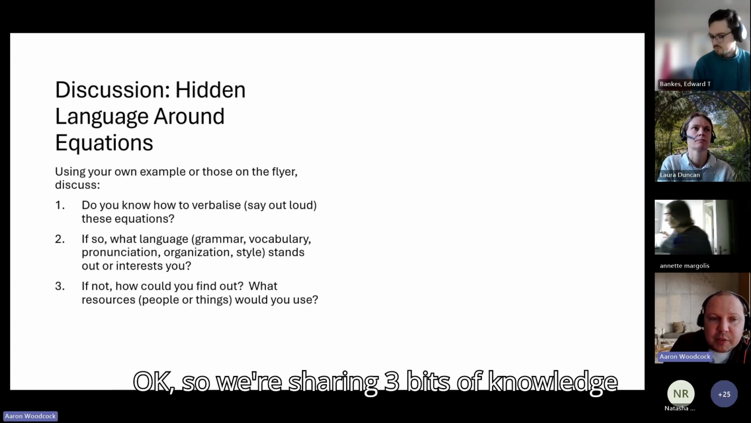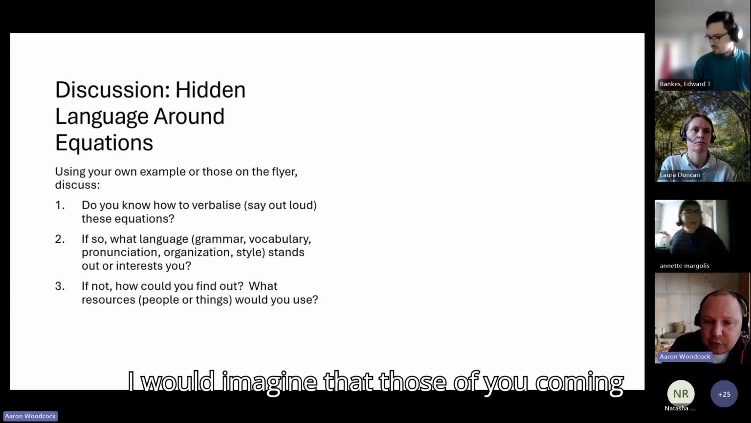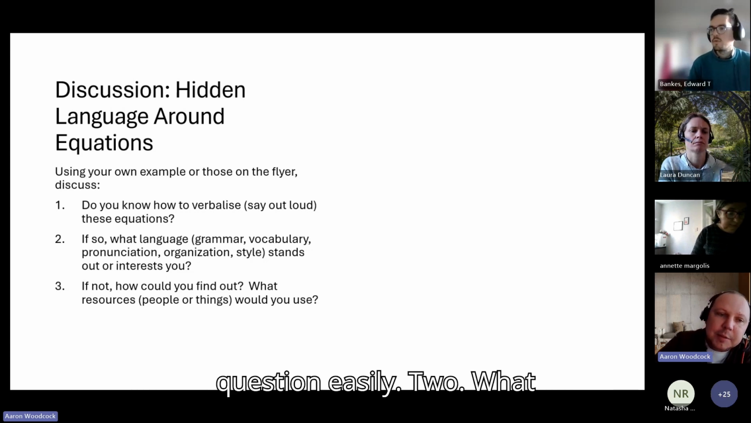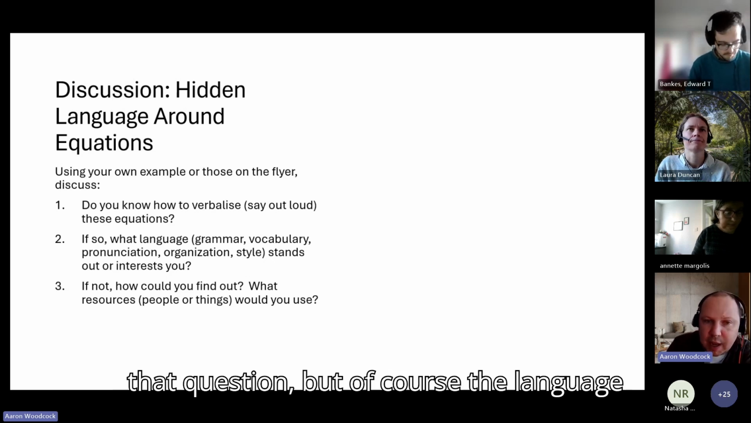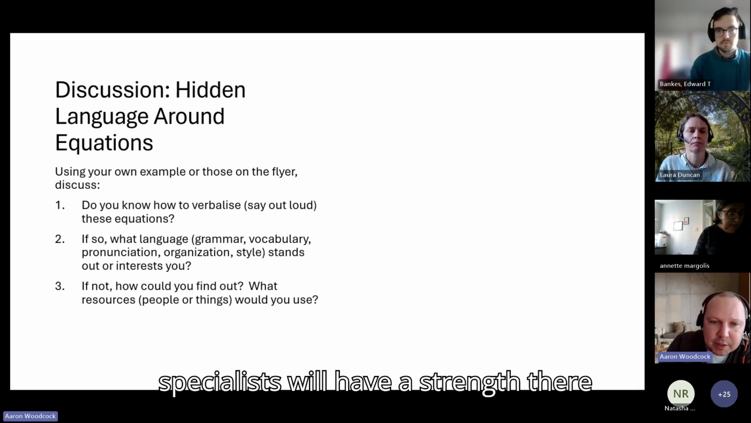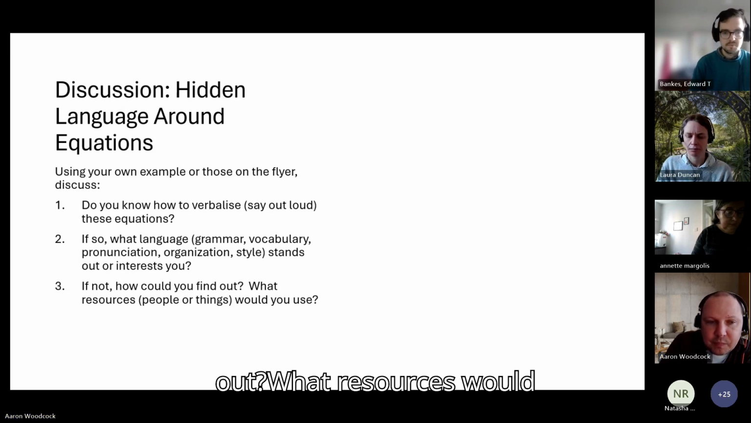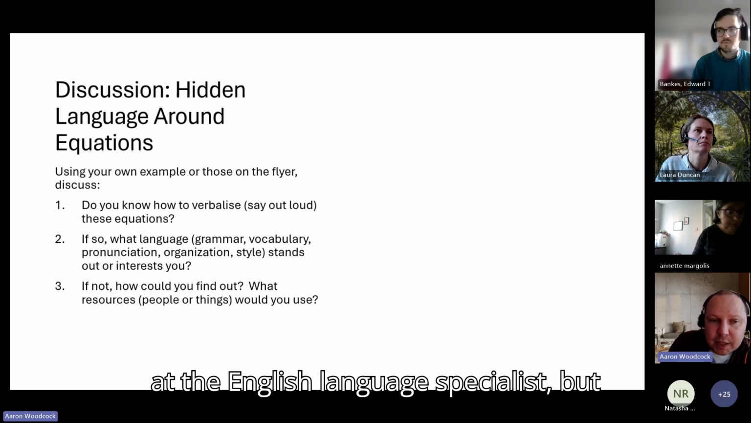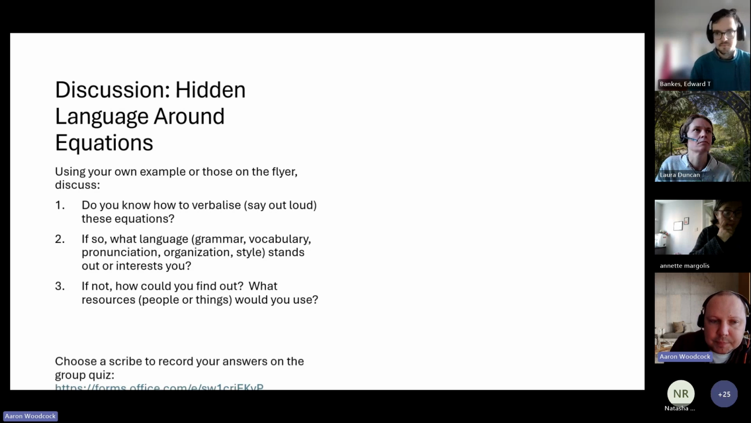Okay, so we're sharing 3 bits of knowledge here. Firstly, how do you verbalize them? I would imagine that those of you coming from the STEM background will answer that question easily. 2, what language stands out? Everyone can answer that question, but of course the language specialists will have a strength there. And then 3, how would you find out? What resources would you use? That's particularly aimed at the English language specialists, but again, all of you, I'm sure, have answers to that.